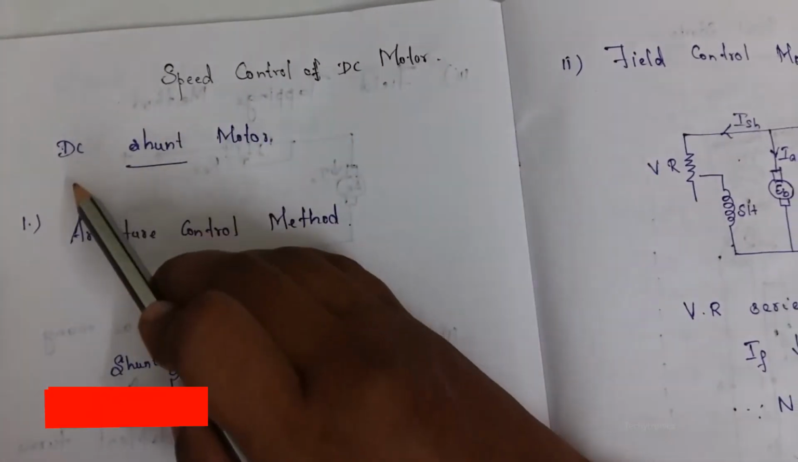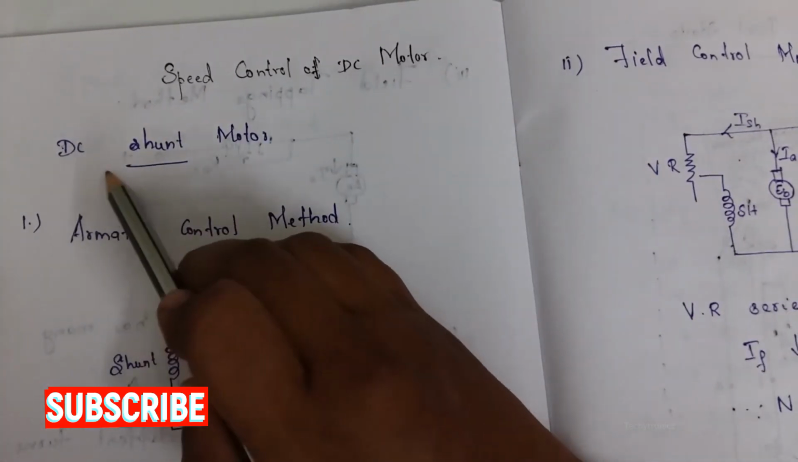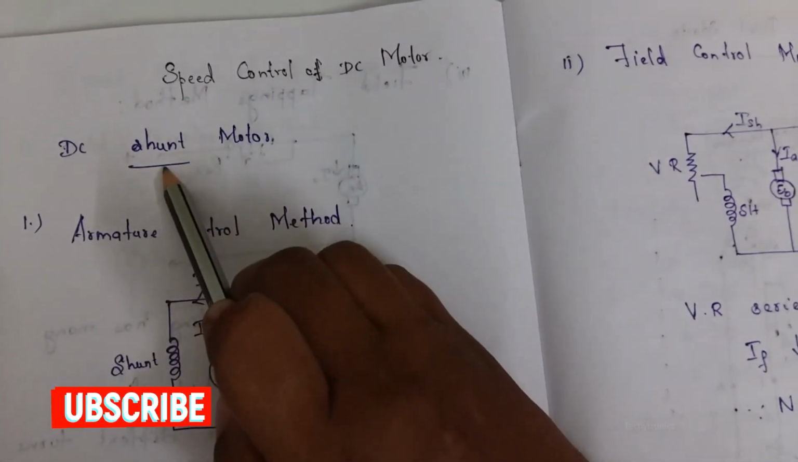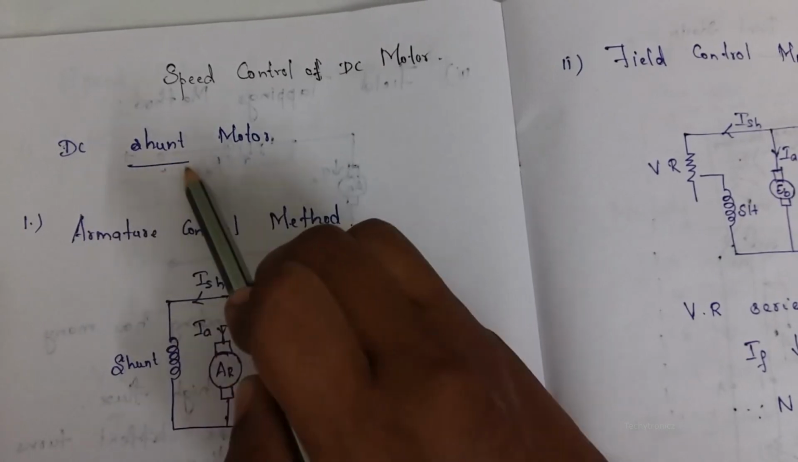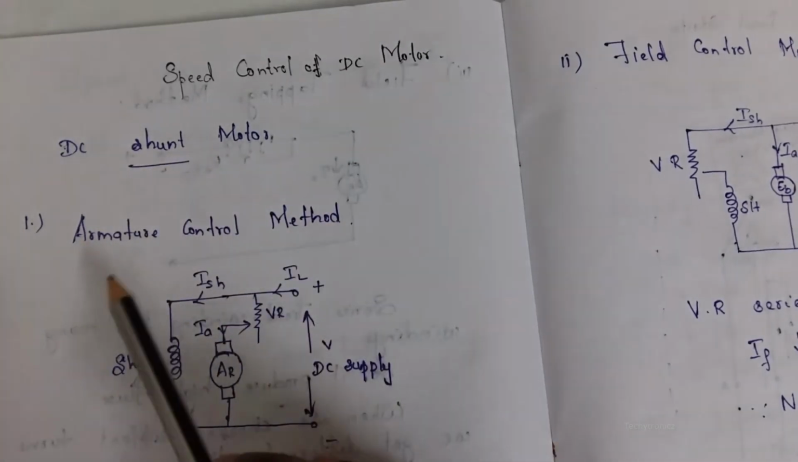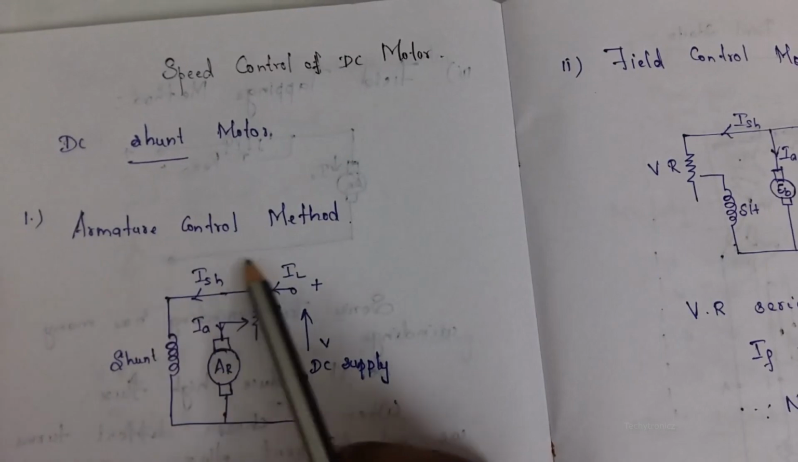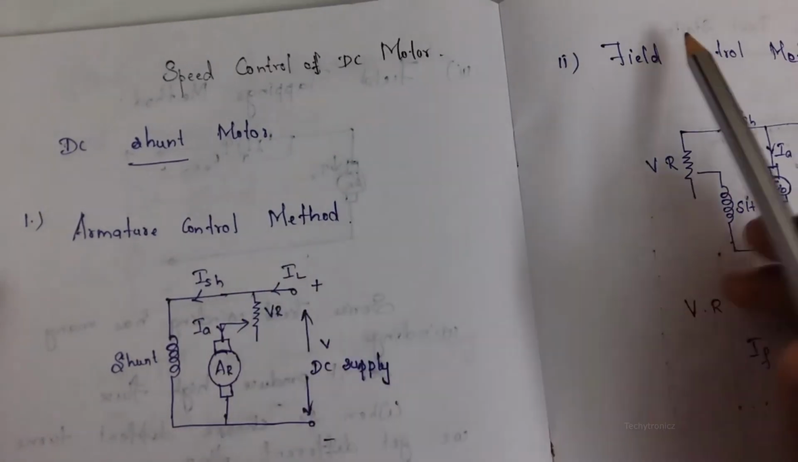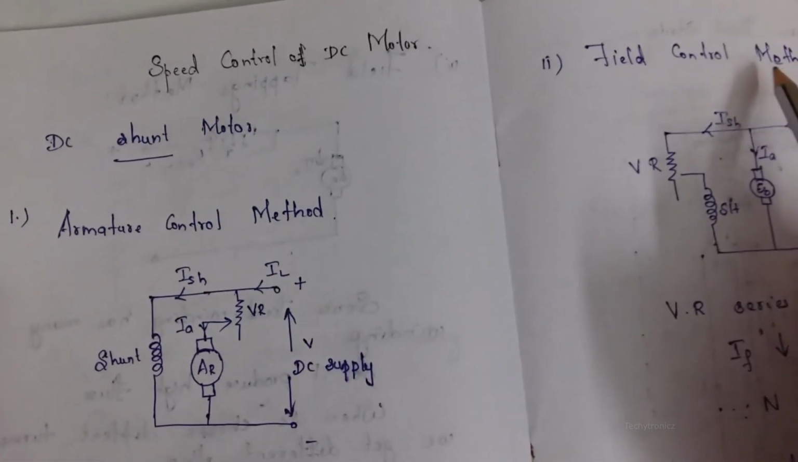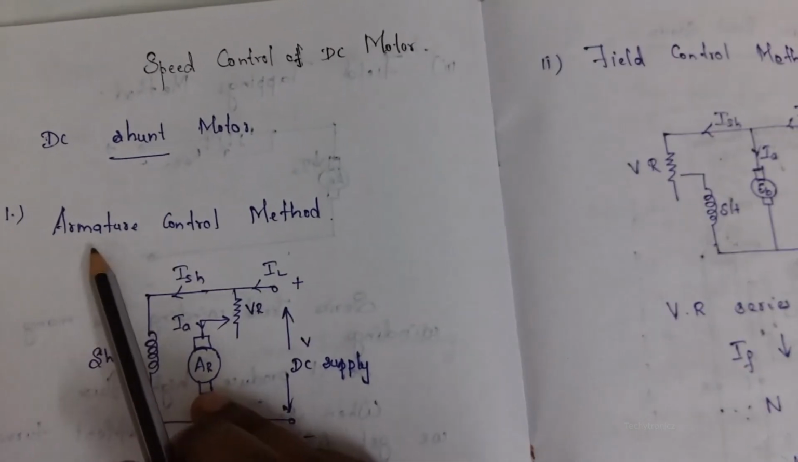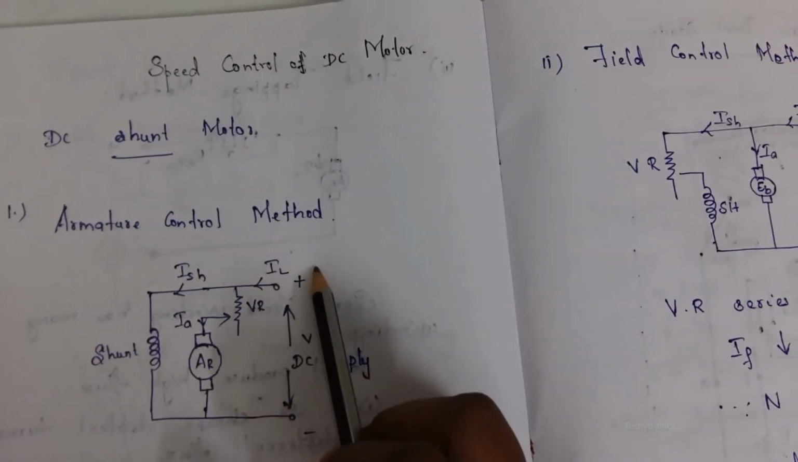First we are going to see the speed control methods of the DC shunt motor. In a DC shunt motor, we have two different types of speed control. One is the armature control method and the second one is the field control method. First we are going to see the armature control method.